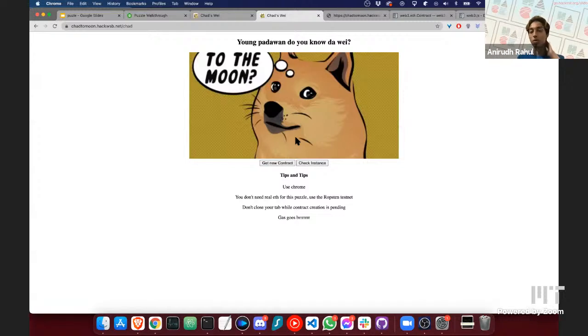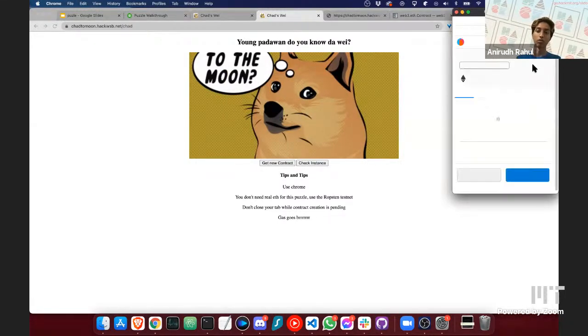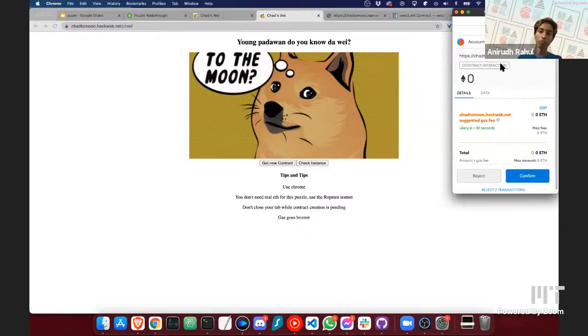So yeah, we open up our puzzle page and we're greeted with this Doge, my favorite character. And to start the puzzle, we have to get a new contract. This will open up whatever wallet you have installed on your browser.